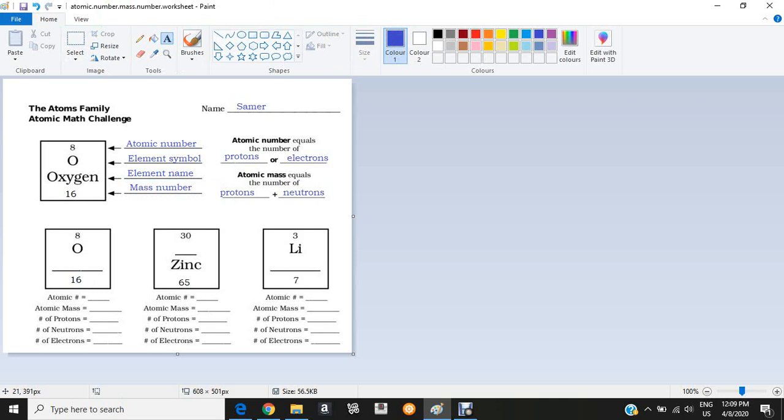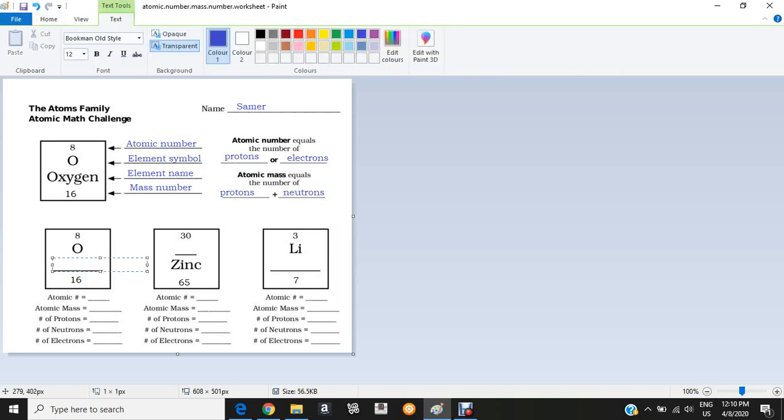Now these examples I have here: oxygen, zinc, lithium. Okay? Oxygen, zinc, lithium. These are missing some of their parts. So the very first one, I knew it's oxygen. There it is, oxygen. So I write down the name. The name is oxygen.